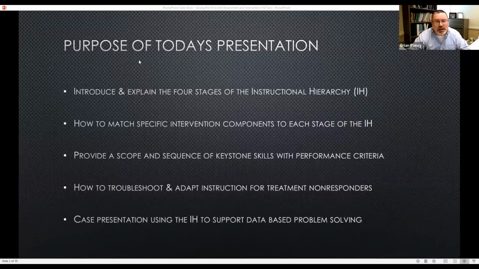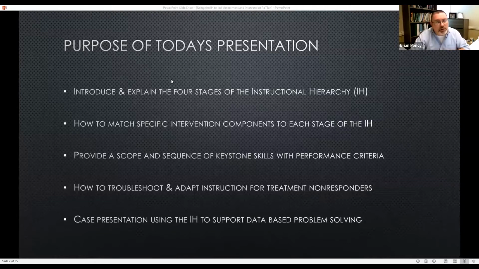Then we're going to talk about how to troubleshoot and adapt instruction for treatment non-responders. We use the instructional hierarchy to come up with an initial way to figure out where we need to start with the student and the intervention procedures that will most likely be effective, but not all kids respond. When that occurs, we need to troubleshoot the instructional environment to figure out exactly what we can alter to improve the performance of the student.